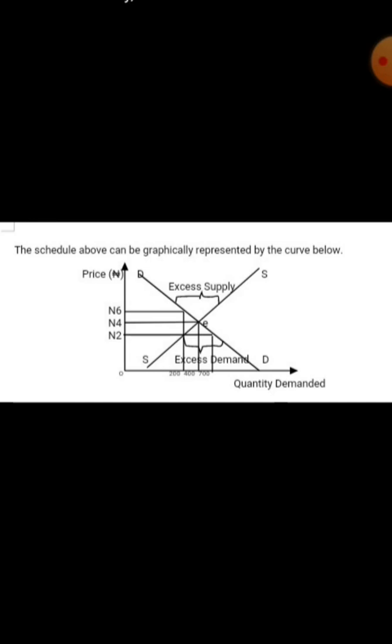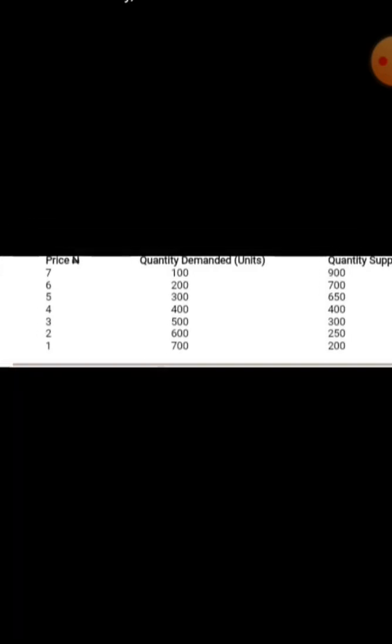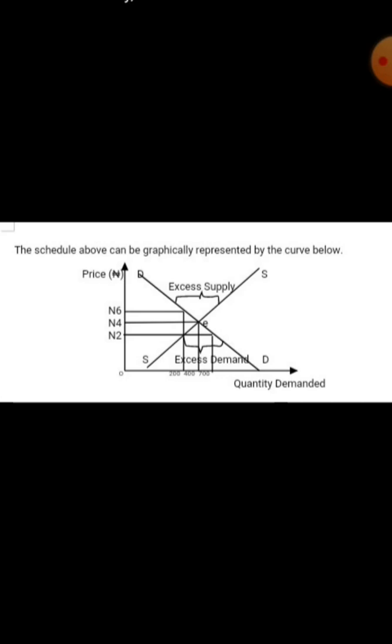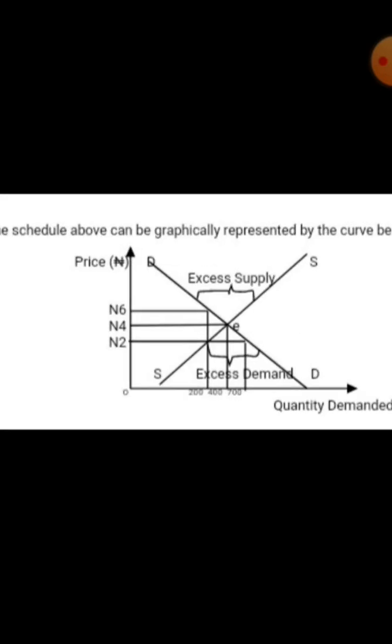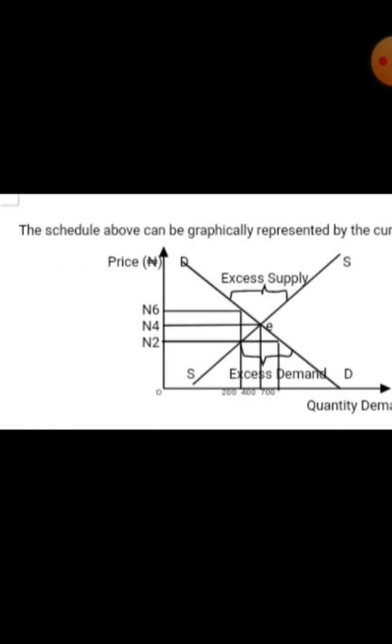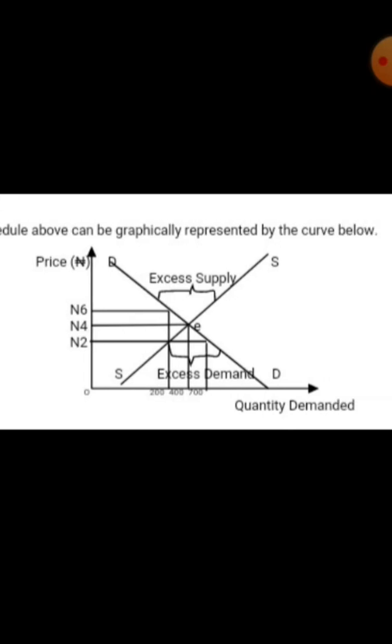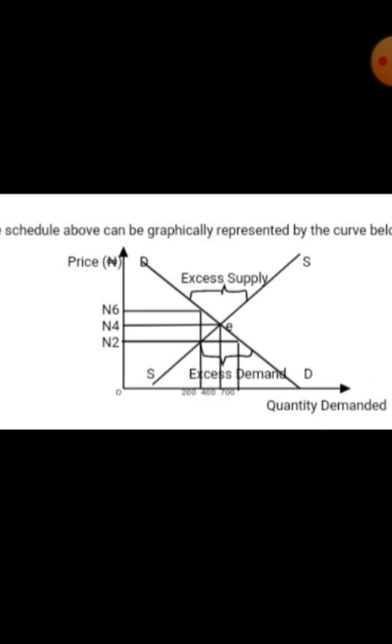Before I leave, I want to also let you know that from the schedule given, we can produce our equilibrium price, equilibrium quantity demanded, and equilibrium quantity supplied in a chart. That is what we have exactly on the chart. The schedule above can be graphically represented by the curve below. In the curve, we have the price axis and the quantity axis. Right in that place, our equilibrium quantity can be determined.